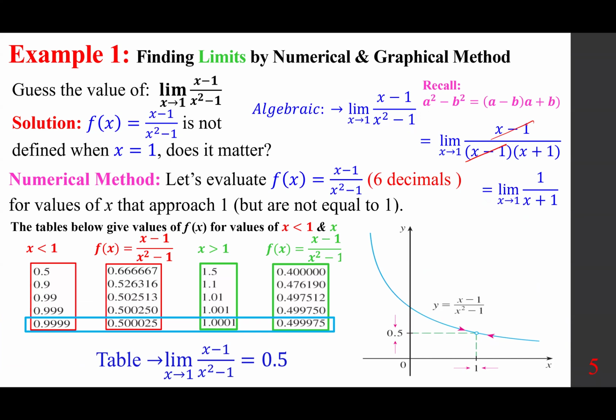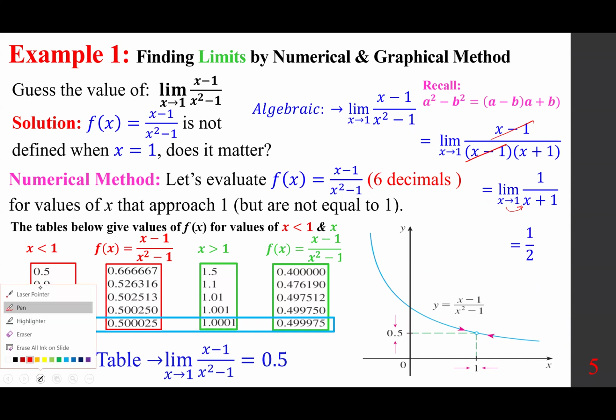And when you get to this point, you simply plug in. And now you see the answer is 1/2. This is the algebraic proof that the answer is 0.5 or 1/2. So we looked at it from a numerical point of view by picking values from the left and right close to 1, graphically, and of course, analytically.